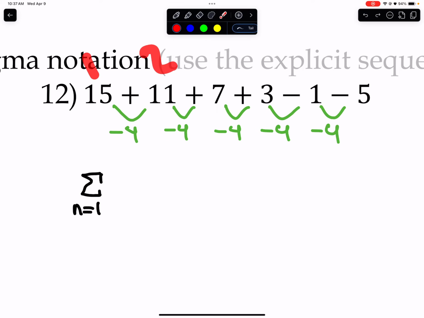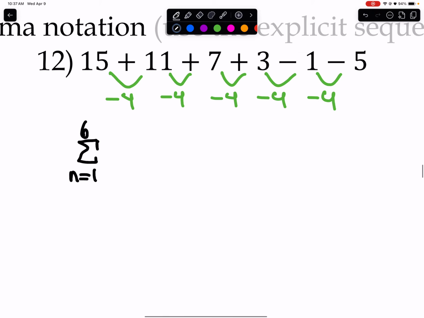So we have 1, 2, 3, 4, 5, 6 terms here. So that 6 is what I'm going to write on the top. So now I need to actually write my explicit form equation. So I'm going to start with a sub 1, which is 15, plus n minus 1 times my common difference, which is going to be -4.